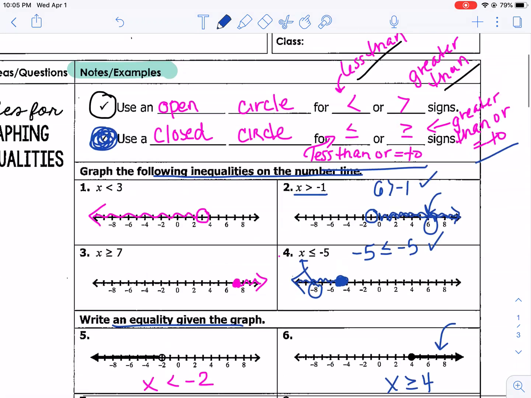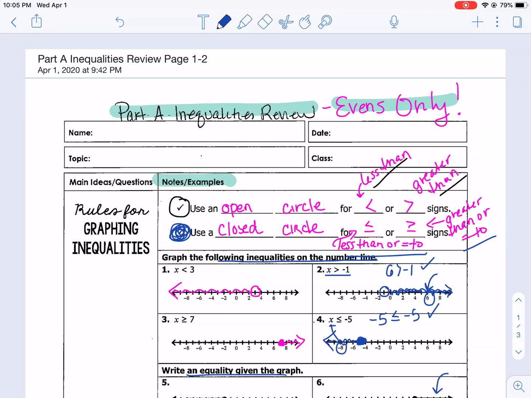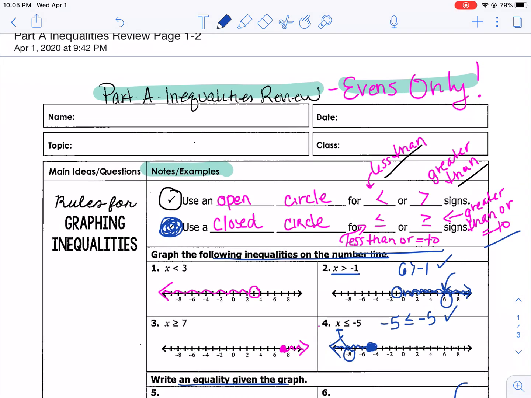Part A inequalities review. Okay, you did learn this in Part A last year. Writing inequalities with one variable, graphing inequalities with one variable, and solving inequalities, two-step inequalities. So hopefully you did well, and I will hopefully see you soon.